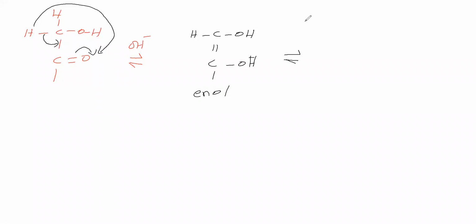Next step we will see. This is the enol form we have written. We will go for the next step. Next step is this bond is shifting here. Therefore H plus is coming here.